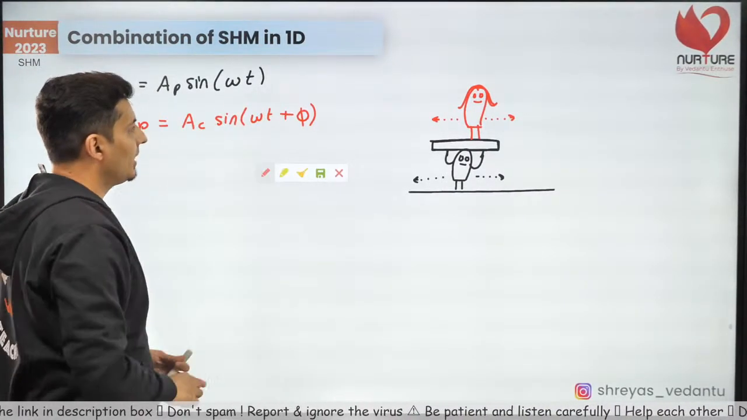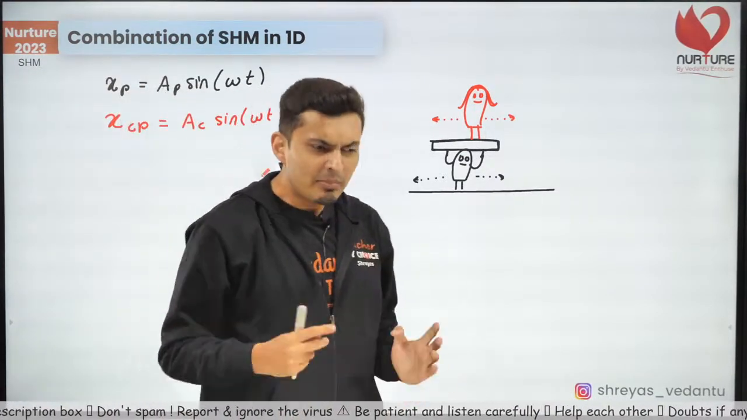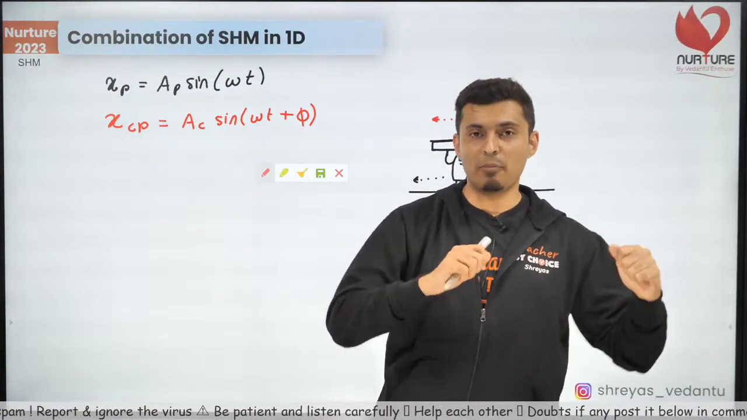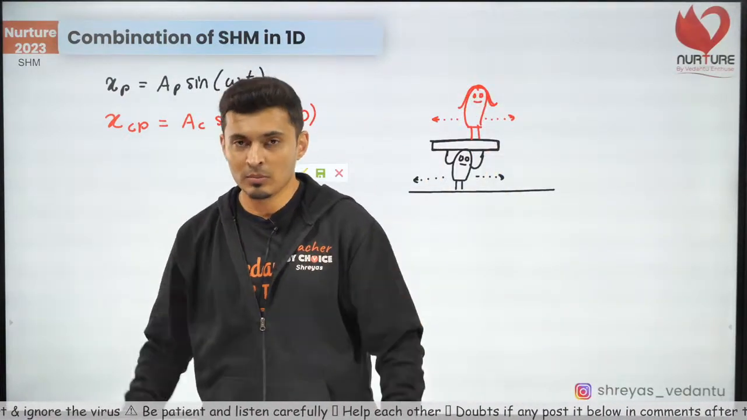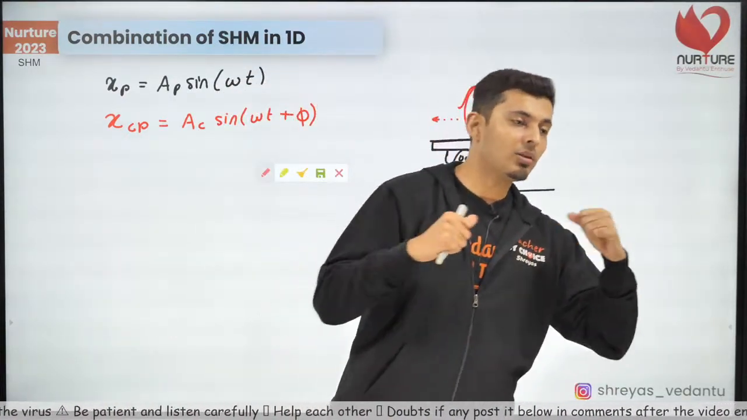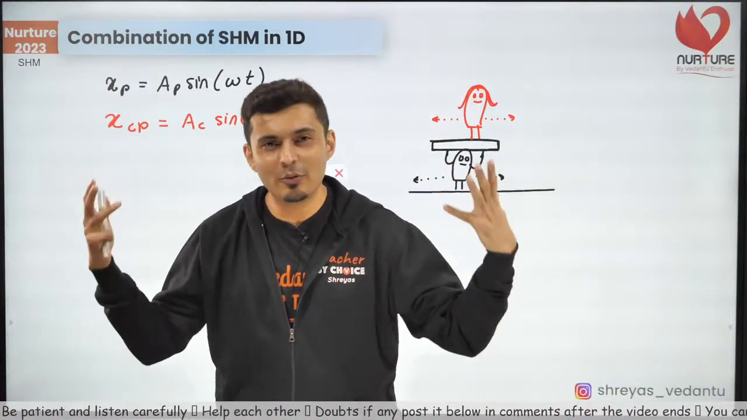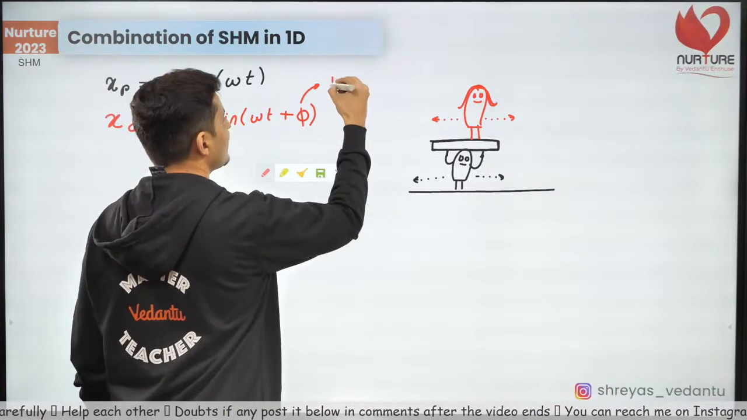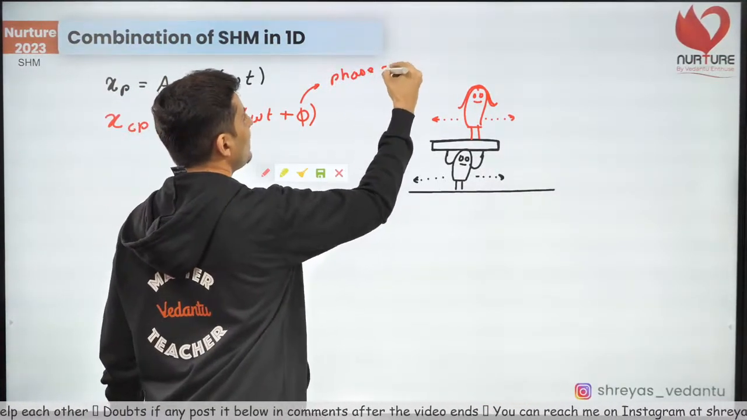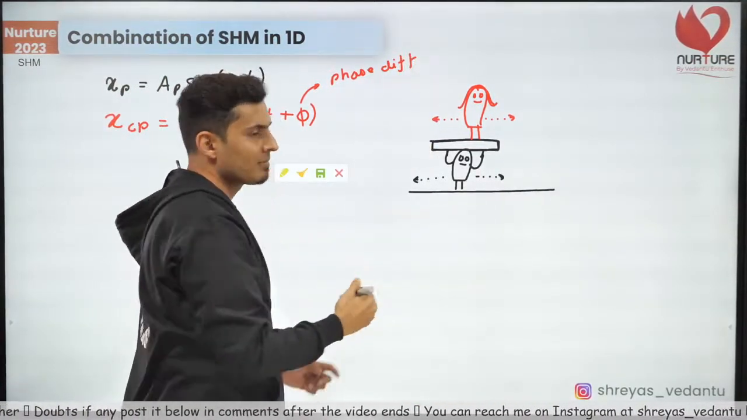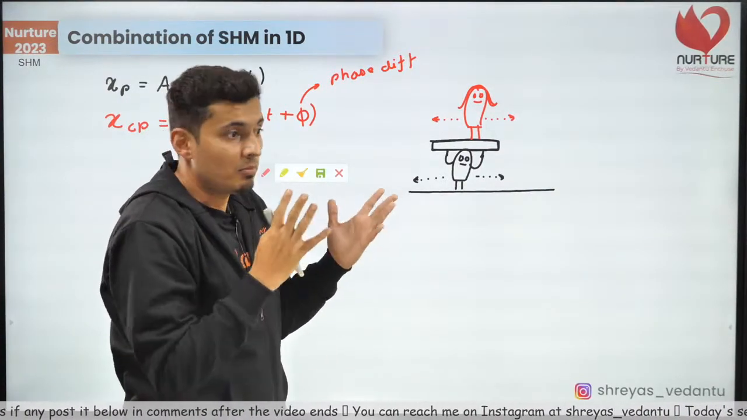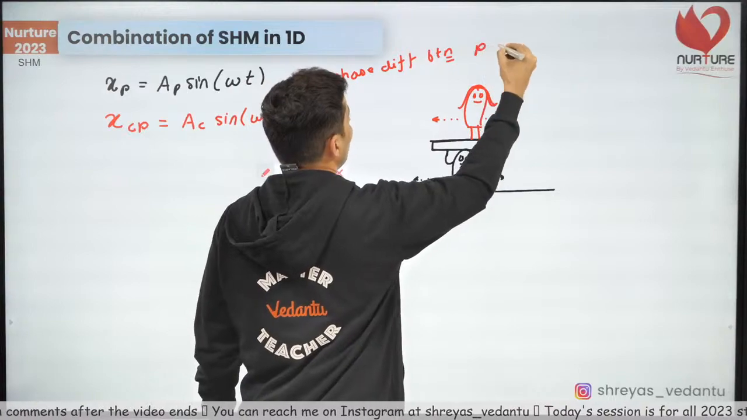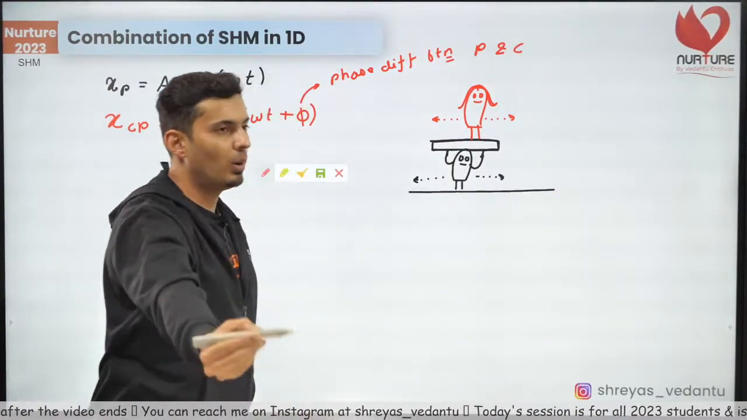If you're not understanding why this phi has come, maybe she's not in sync with Pandu. When Pandu does this, maybe Champa also does this. So maybe there is a phase difference between them. So this phi represents the phase difference. Pandu and Champa may not be in sync. Perfecto.